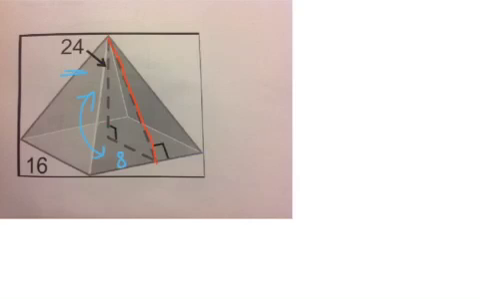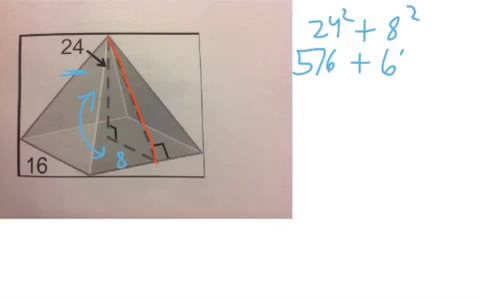So that's going to be 24 squared plus 8 squared. And then go ahead and use a calculator if you need to. 24 squared is 576. 8 squared is 64. Add those two guys up. You get the square root of 640. Do that again, 640. And then to find the length of the red line, take the square root. So it's either the square root of 640 or 25.3.